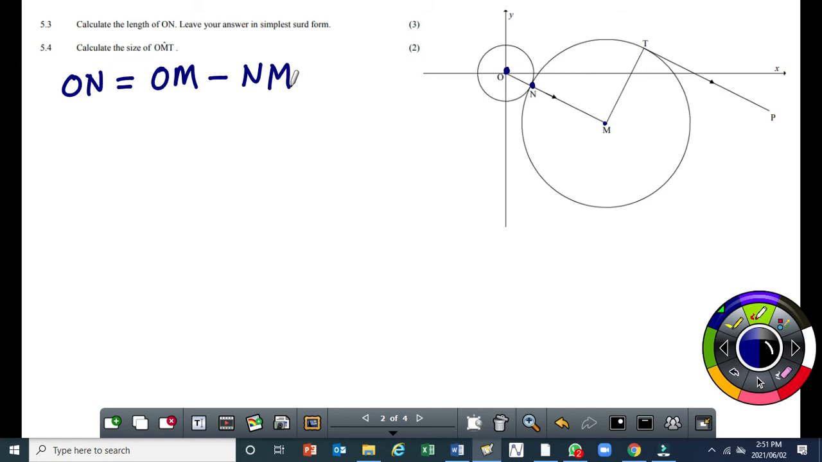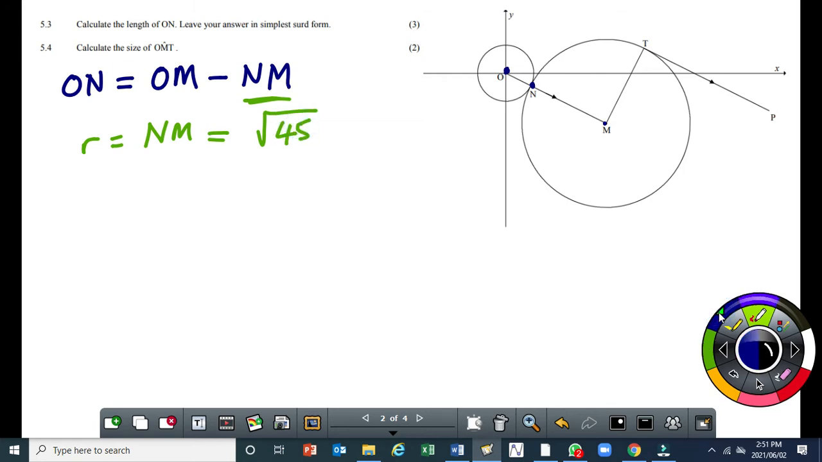And this NM here is the radius. Okay? So the radius is equal to NM and it's equal to the square root of 45. If you have a question, ask, please.